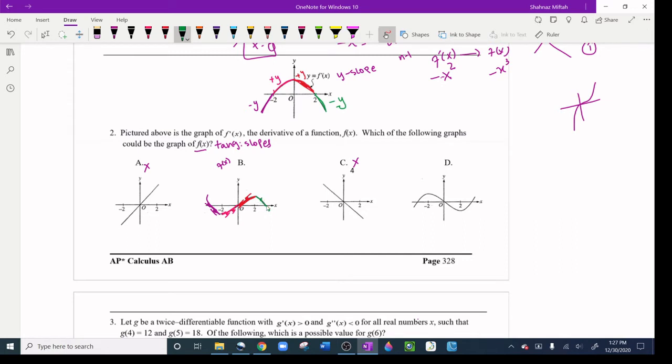And when I draw tangent lines here, I'm going to draw negative tangent lines. And this is negative y values. So it matches. So my answer, technically, I would say it's B. But let's try D and see how D goes.